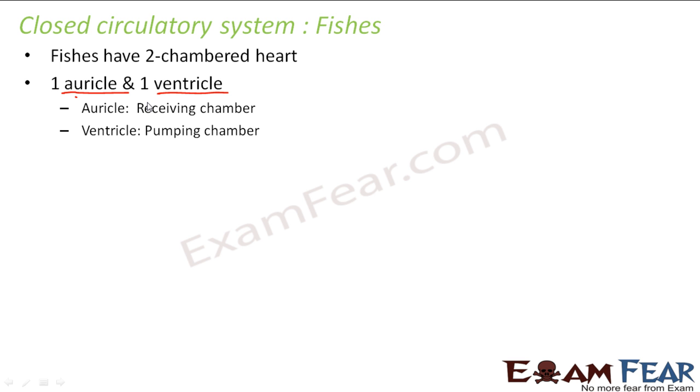So what is an auricle and what is a ventricle, and why is the heart divided into chambers at all? The heart is divided into chambers in order to keep things more organized. The auricle is the receiving chamber, that means the chamber which will receive blood. The ventricle is the chamber which will pump the blood. That means the ventricle will release the blood and the auricle will receive the blood.